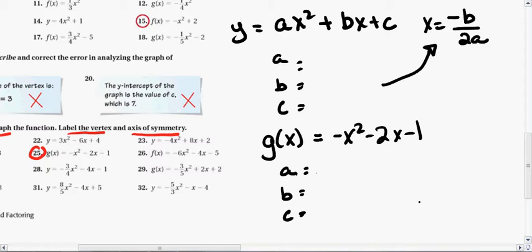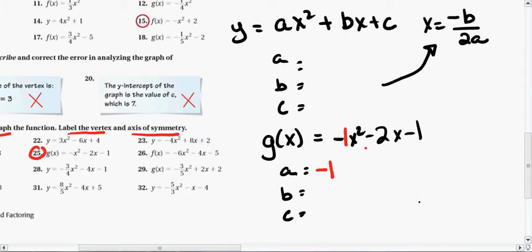So the value for a is going to be the coefficient of x squared. So what number are we multiplying x squared by? And I think it's an invisible 1, and it's not writing red here, so it makes it a little hard to see. Let's try that again. There we go. So there's that invisible 1. So a is a negative 1.